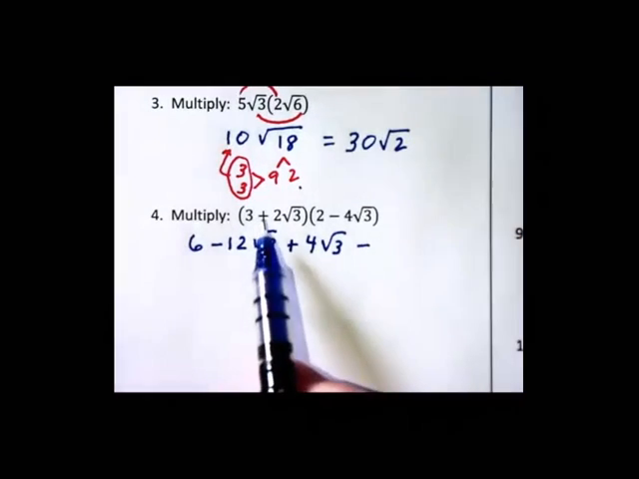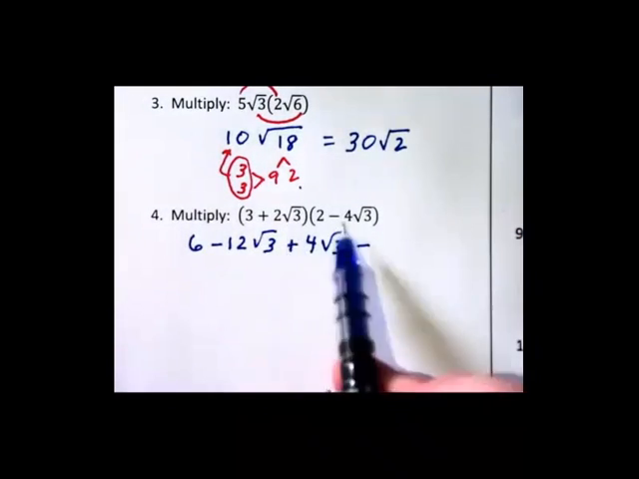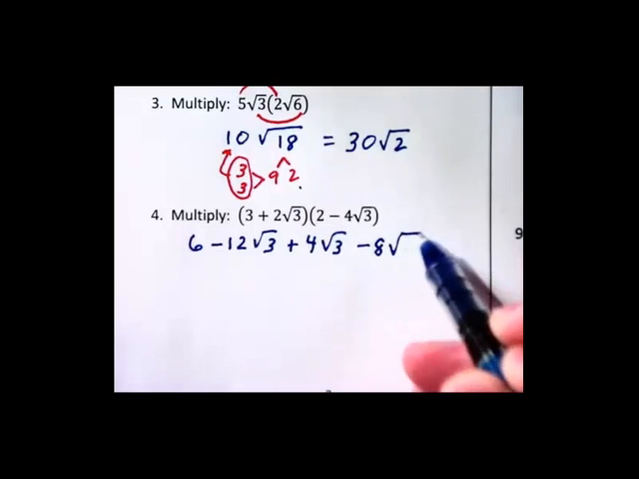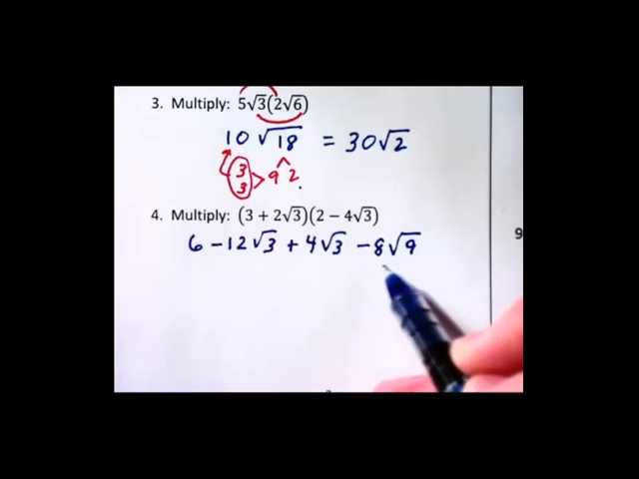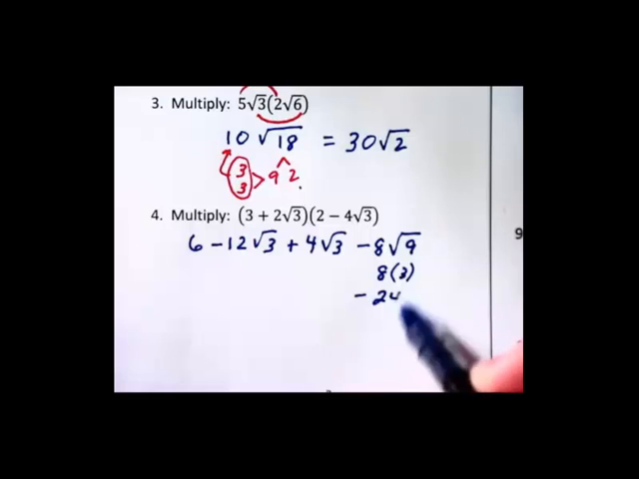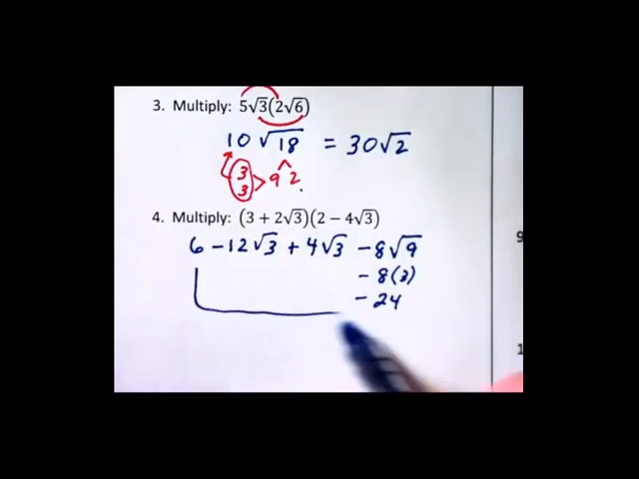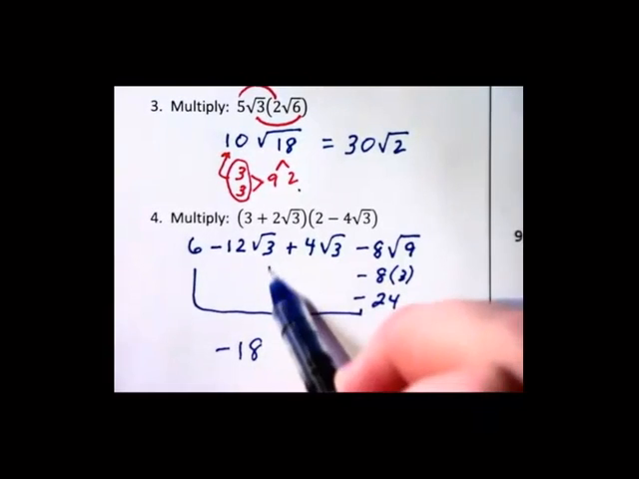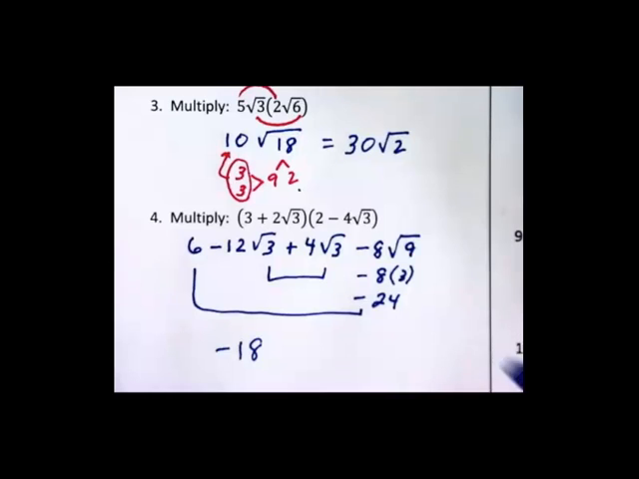Minus, and that's because of the positive times the negative, 2 times 4 on the outside, which is 8, 3 times 3, which is 9 on the inside. That becomes 8 times 3, and that becomes a minus 24 at the end. That will combine with the minus 6 at the front, giving you negative 18. And these middle two terms both have the same radicand and can be added together to give you minus 8 root 3.